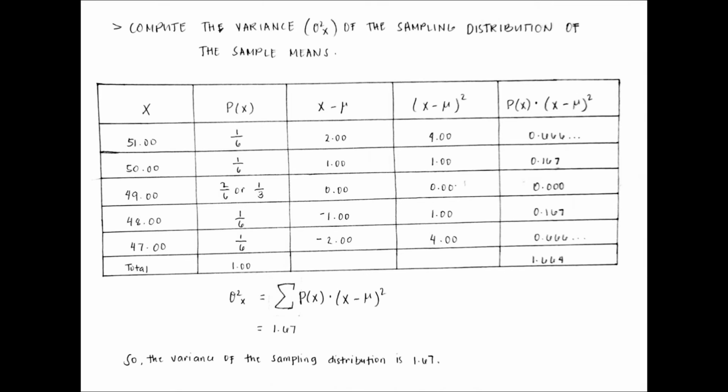Lastly, compute the variance of the sampling distribution of the sample means with these following steps. First, subtract the population mean from each sample mean to answer the third column. Second, square the difference of the third column to obtain the fourth column. Third, multiply the results by the corresponding probability to get the answer on the last column. Then add the results. So, the variance of the sampling distribution is 1.67.